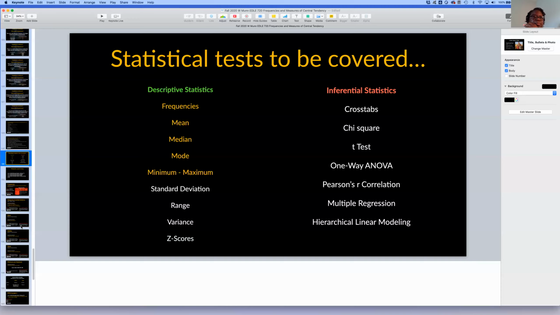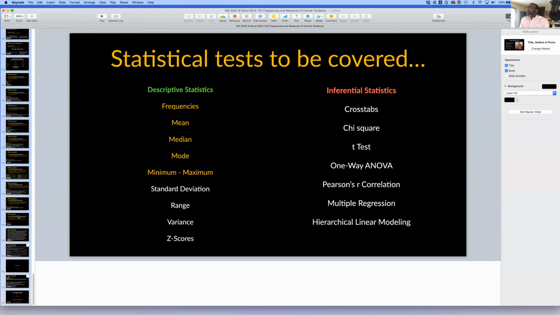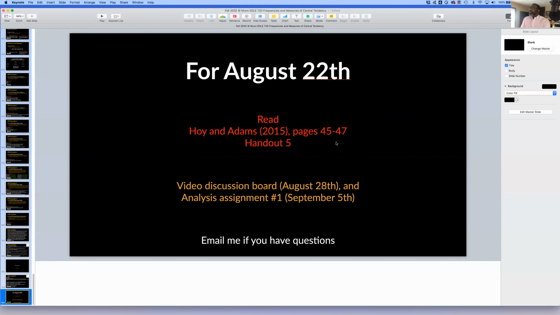Do we have to do anything for this week? Just read Hoy and Adams pages 45 and 47, and take a look at handout 5. That should be in your course materials section. I have also refreshed the syllabus. There was some reading in there that you didn't need to do, so I pulled those out. There's less, not more. Okay, good. Thank you. Any more questions? Thanks for that, y'all. Is all our work still due on Friday?